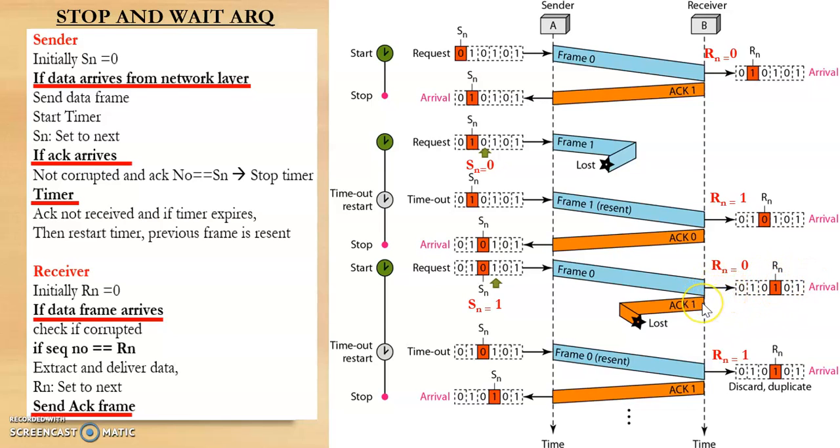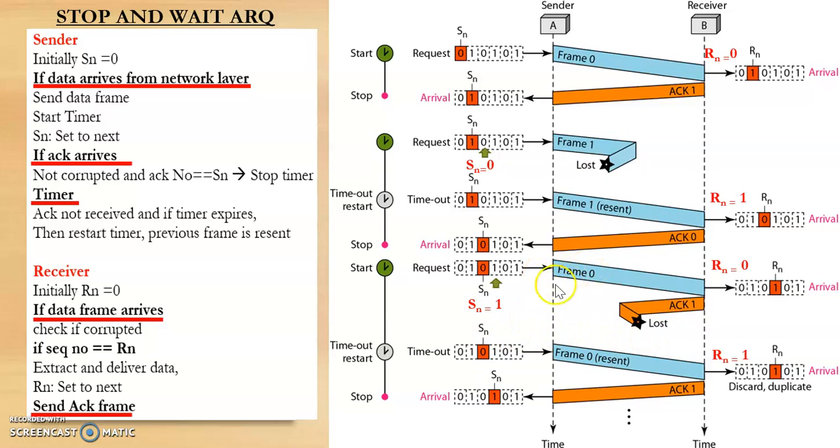Next, the receiver has to send an acknowledgement. The receiver will send an acknowledgement for the next expected frame. So it has received frame 0, and the receiver will send an acknowledgement for frame 1. It will send an acknowledgement frame with acknowledgement number as 1. Say suppose the acknowledgement is lost during transmission. Then the sender will not receive any acknowledgement. After some time the timer will expire, and if the acknowledgement is not received and the timer expires, then the sender will restart the timer and the frame has to be resent.